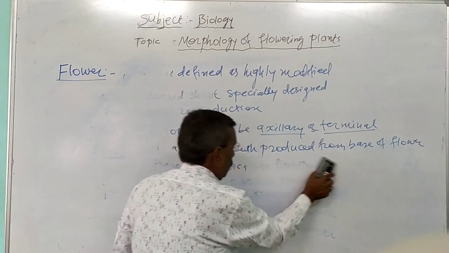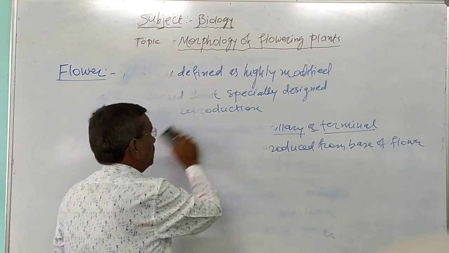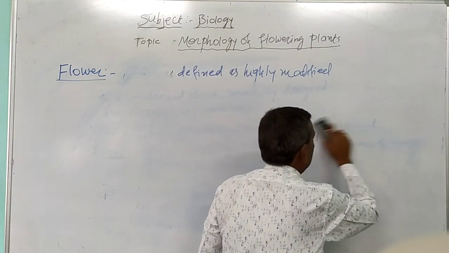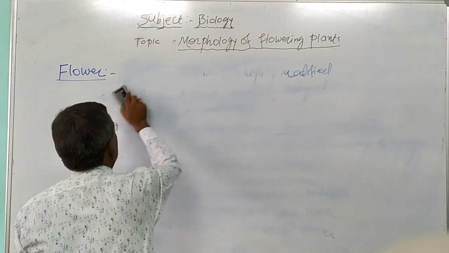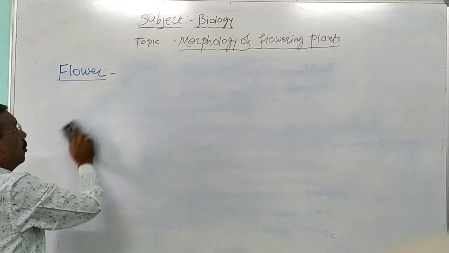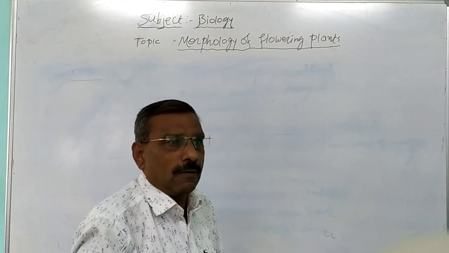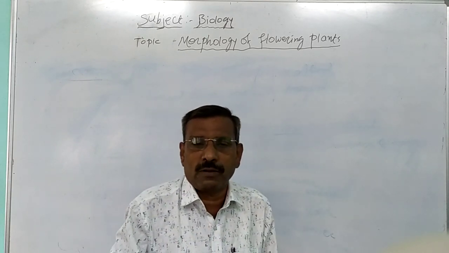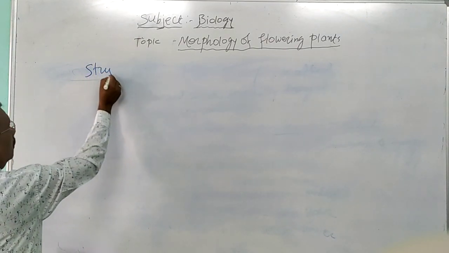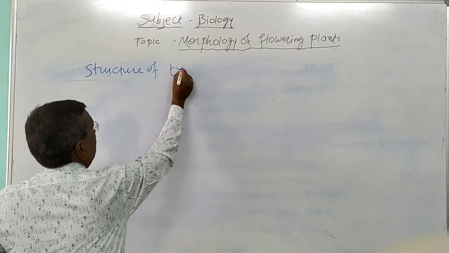Now, we have just studied the definition of a flower. What is a flower? A flower is defined as a highly modified and condensed shoot, specially designed for sexual reproduction. Now, when we observe a flower, we find a typical flower, that is, a flower in which all these characters are found. What do we call such a flower? A typical flower. Now we are going to study the structure of a typical flower.